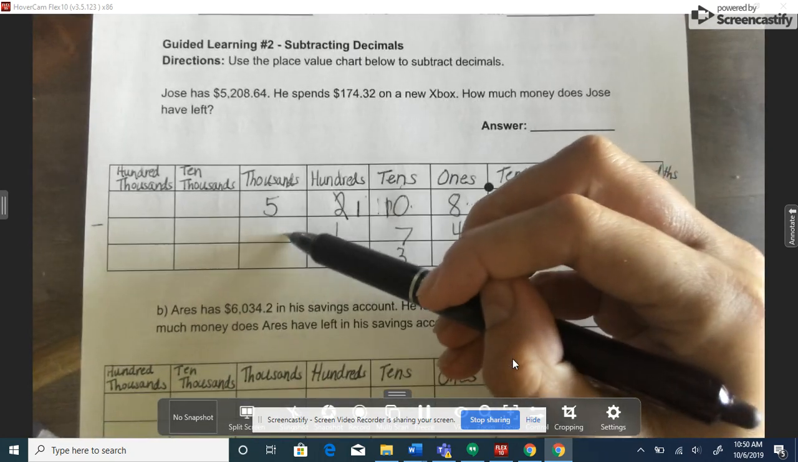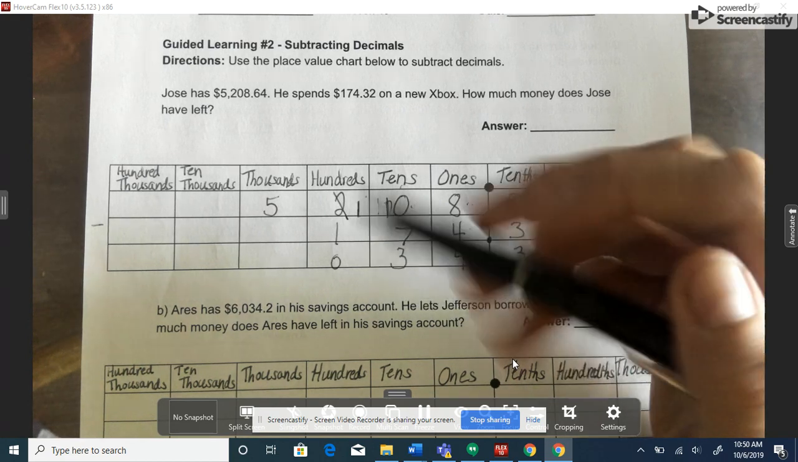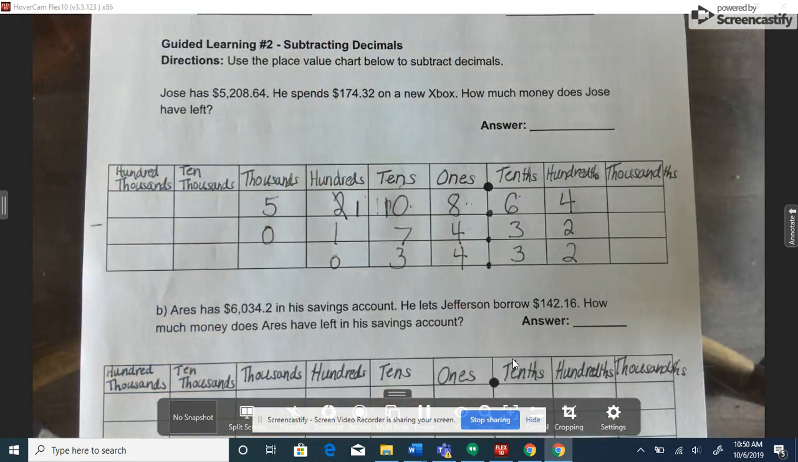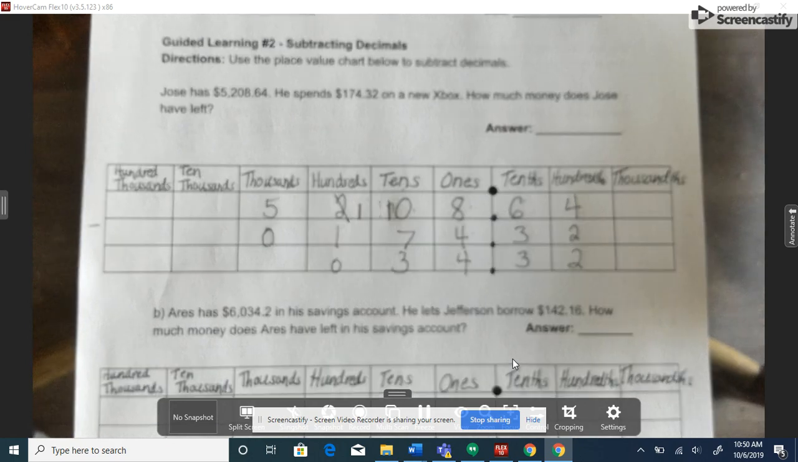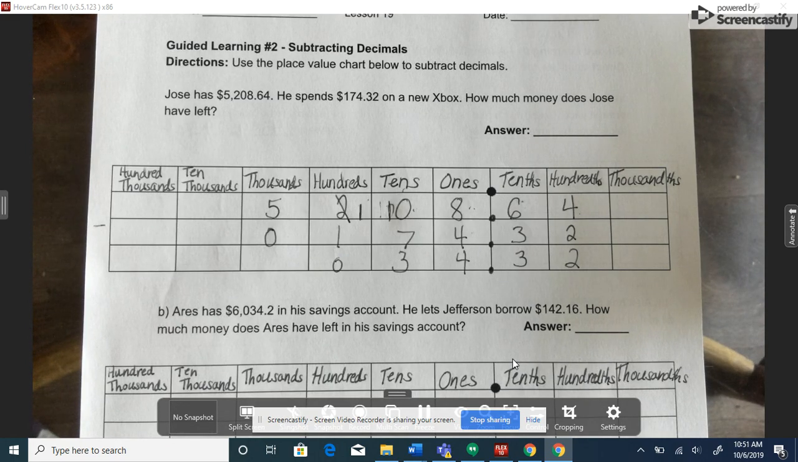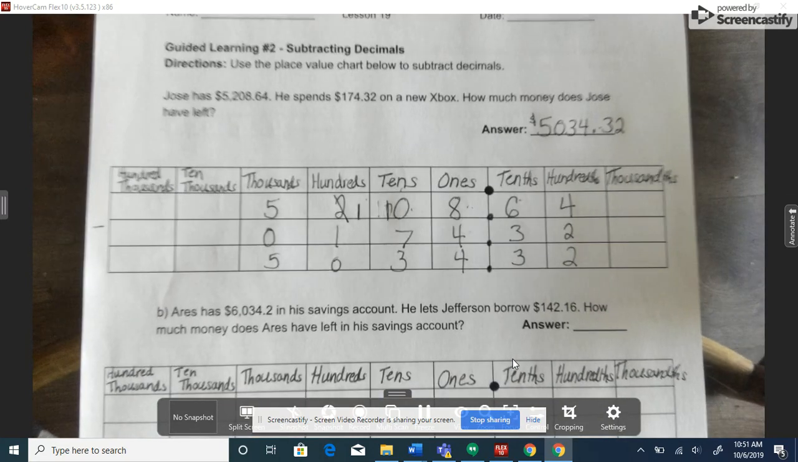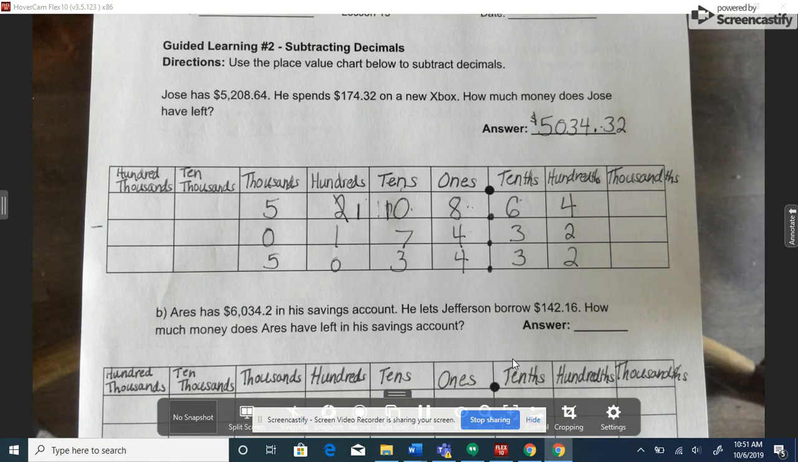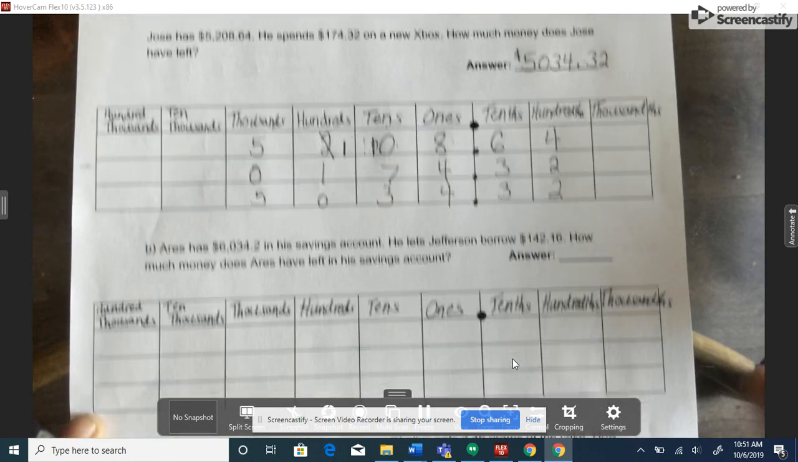Good, 0 hundredths. Lastly, even though there's nothing here, that's just saying we have 0 thousandths. So we're going to put the 0 here. 5 thousandths minus 0 thousandths equals? 5. 5 thousandths. Excellent. So that means Jose has $5,034.32 left. Remember to put that dollar sign. Oop. There we go. Our dollar sign goes in the front. Excellent. Let's move on to the next problem.